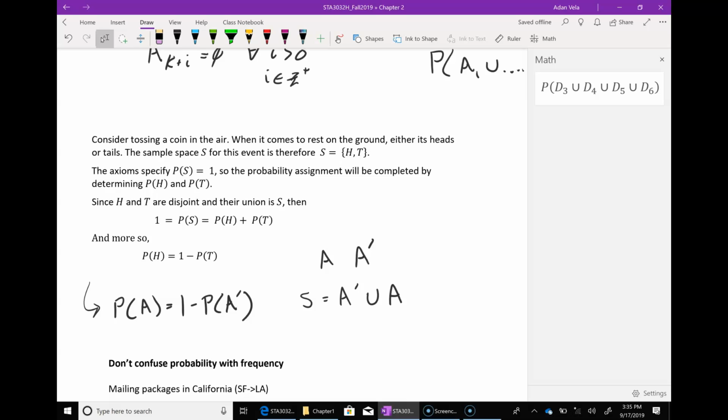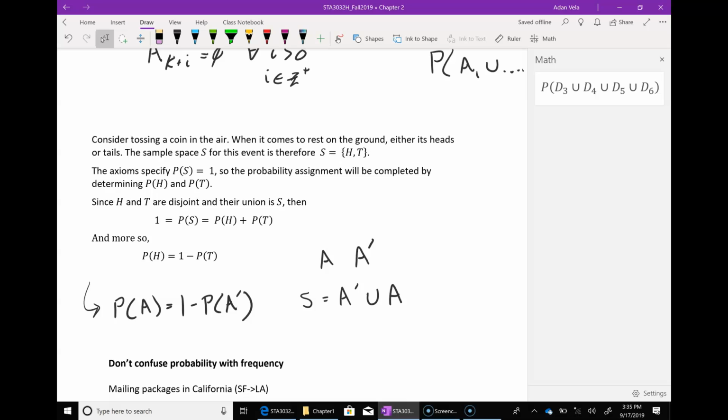So if I tell you the probability of Detroit beating Oakland next week if they played is 70%. Right, so Detroit beating Oakland. I could ask you, what's the probability of Oakland beating Detroit? It would just be 1 minus 0.7. Okay? So it'd be 1 minus the complement.